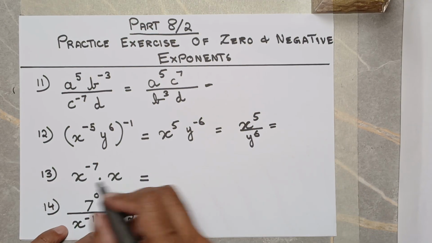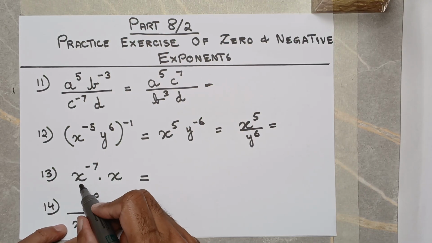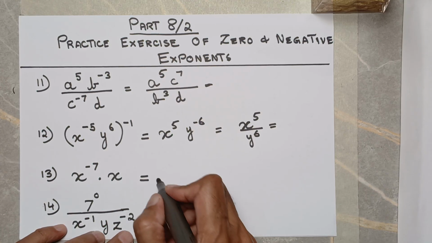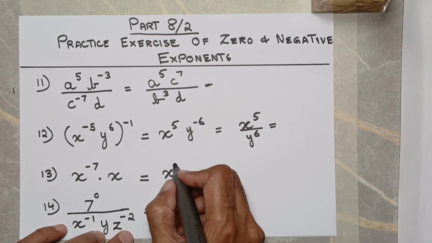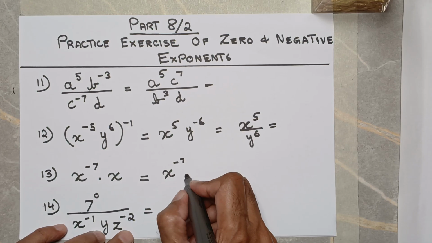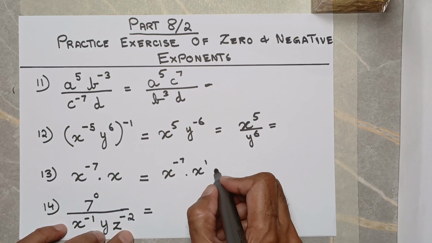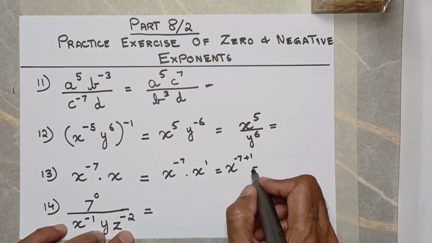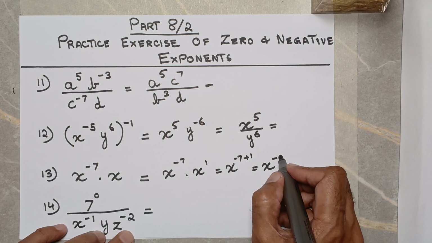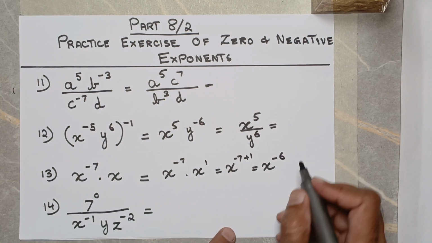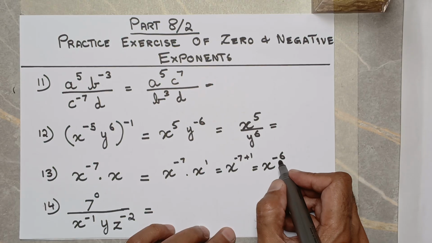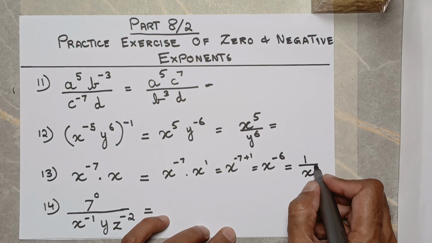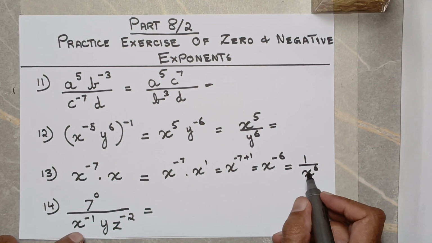That is our answer. In question number 13, remember, when the bases are the same, we add the powers. So it will become x raised to the power minus 7 and x raised to the power minus 1. We can write x raised to the power minus 7 plus 1, which gives x raised to the power minus 6. Now we shift this x raised to the power minus 6 to the bottom, and it becomes 1 over x raised to the power 6. This is our final answer.